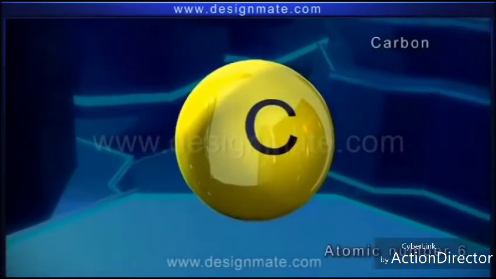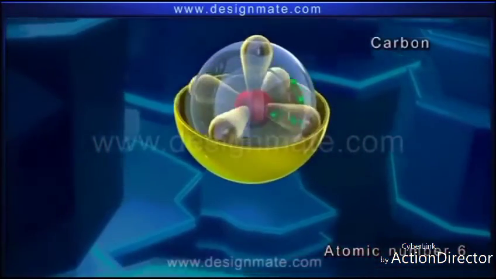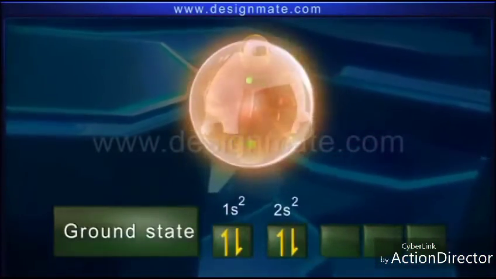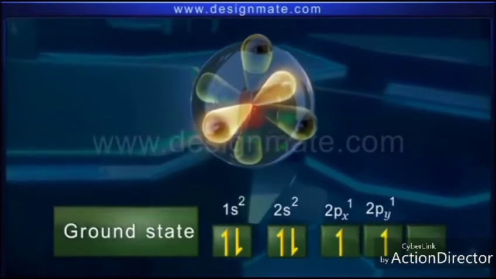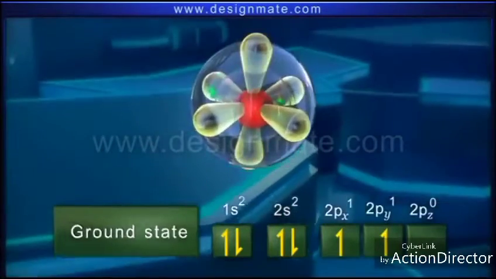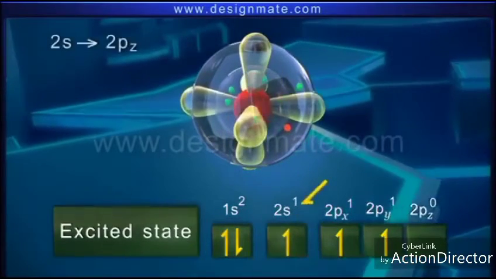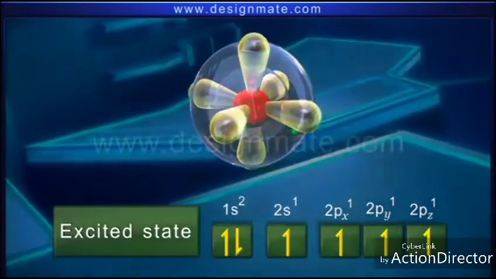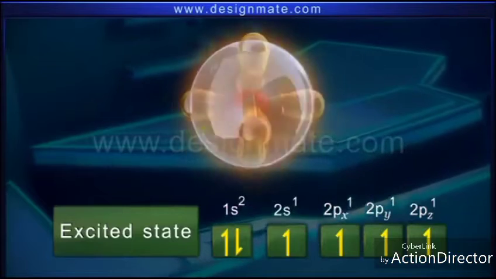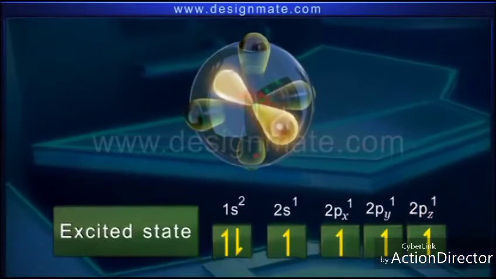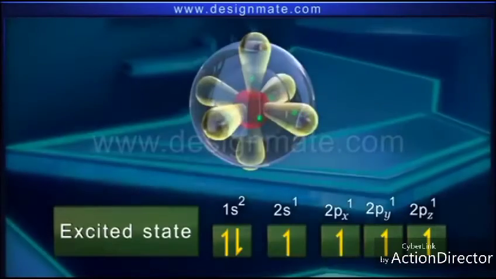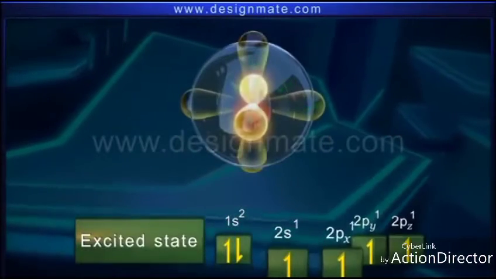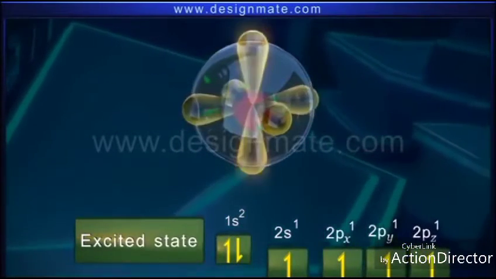Now, consider a carbon atom having atomic number 6 in the ground state. Its electronic configuration is 1s2, 2s2, 2px1, 2py1, 2pz0. On excitation, an electron jumps from the 2s orbital to the 2pz orbital, resulting in an electronic configuration of 1s2, 2s1, 2px1, 2py1, 2pz1.